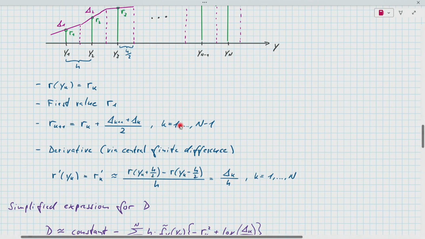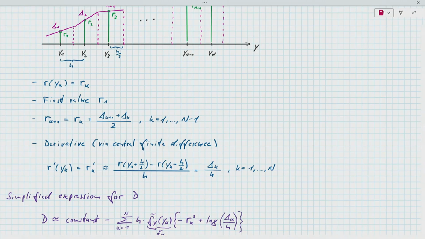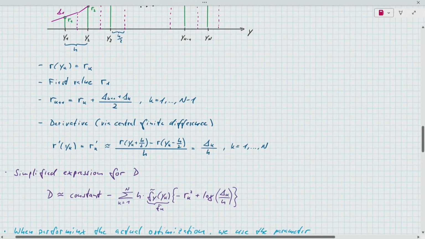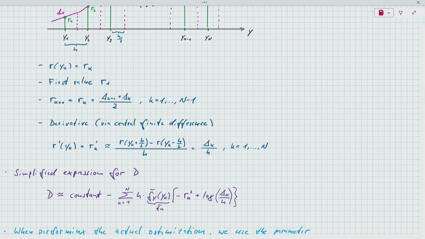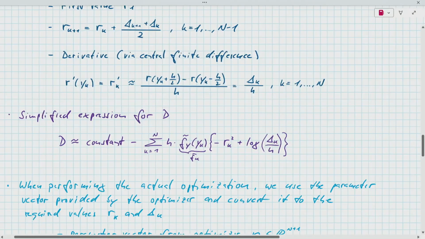And this gives us directly delta k divided by h, for k equal to 1 up to n. Now, when I guarantee that the increments are positive, so that we only have positive slopes, then the discrete function that I accumulate here is monotonic. Strictly monotonic if the increments are really positive, or monotonic if they are non-negative. Then I can find a simplified expression for this d.